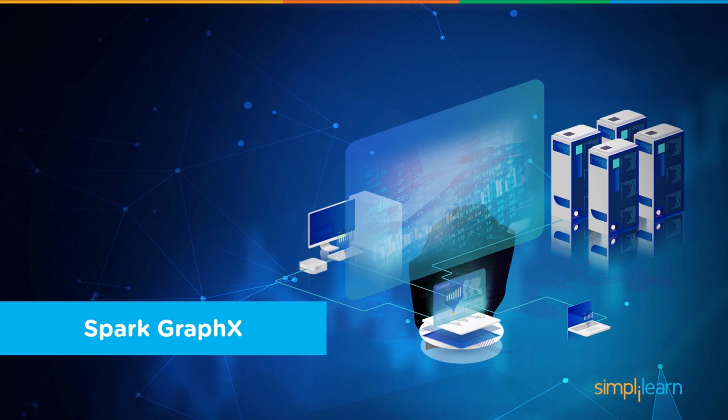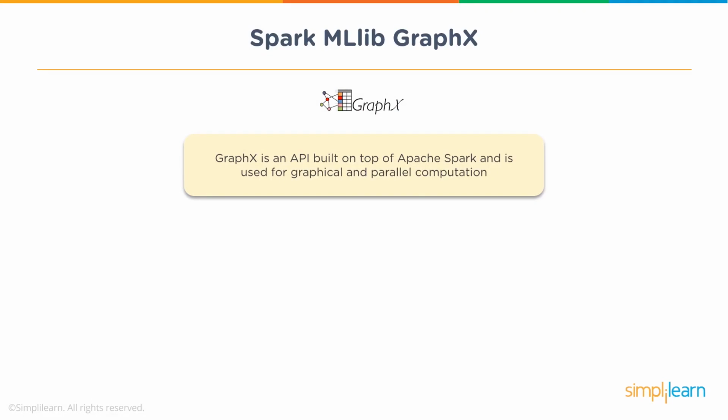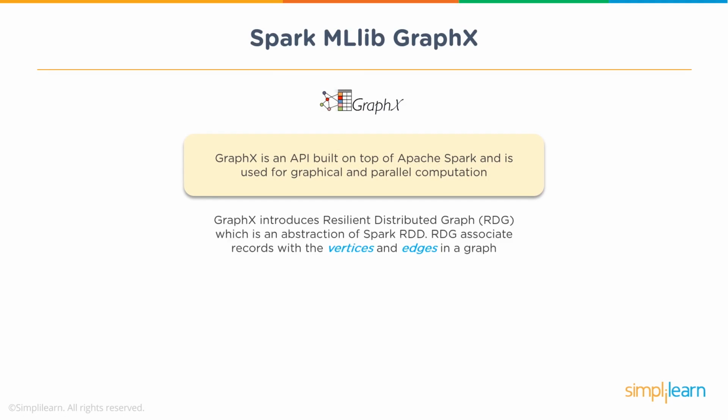Now, when you talk about Spark GraphX, this is basically an API built on top of Apache Spark, and it is mainly used for graphical and parallel computation. So when you say GraphX, we have learned in the past that Spark has the concept of RDDs, that is resilient distributed data sets, which are the building blocks of Spark. Now, when you work with DataFrames, then it is schema RDD, which is used. And in case of GraphX, we would be intending to process graph-based data.